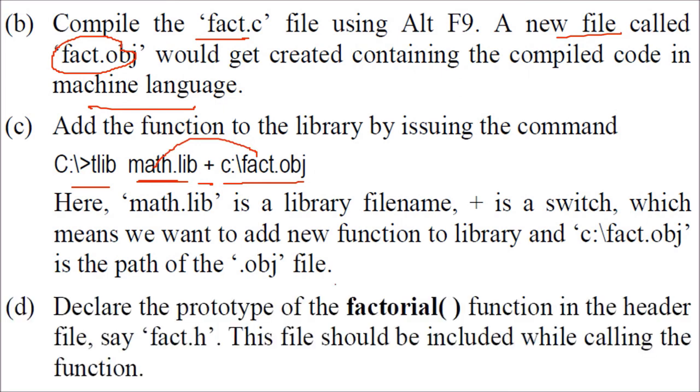Only this one. Okay. And now once this has been done, go to the fact.h, because this will be available to you. Math.lib will not be available to you. Only the header files are open to you. Now go to the fact.h and declare a prototype of this factorial function in the header file. The file should be included whenever you want to call that function.